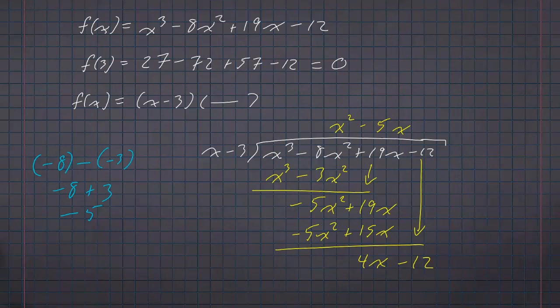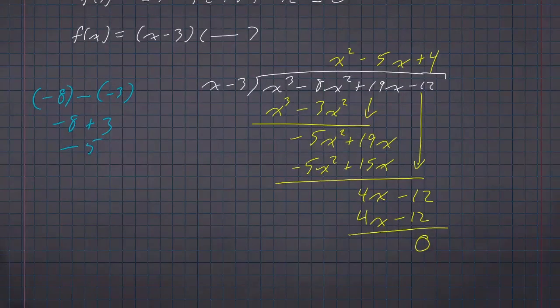And once again, we look at the lead coefficients. x goes into 4x. Well, x times 4 is 4x, so I'll write down a plus 4 up here. And I'll multiply 4 times x minus 3, which gives me 4x minus 12. When I subtract that off, 4x minus 4x is 0. Lead coefficients have to subtract off and give you 0, otherwise you made a mistake. Then we have negative 12 minus negative 12, which is again 0. Since I have nothing else to drop down, 0 is my remainder.